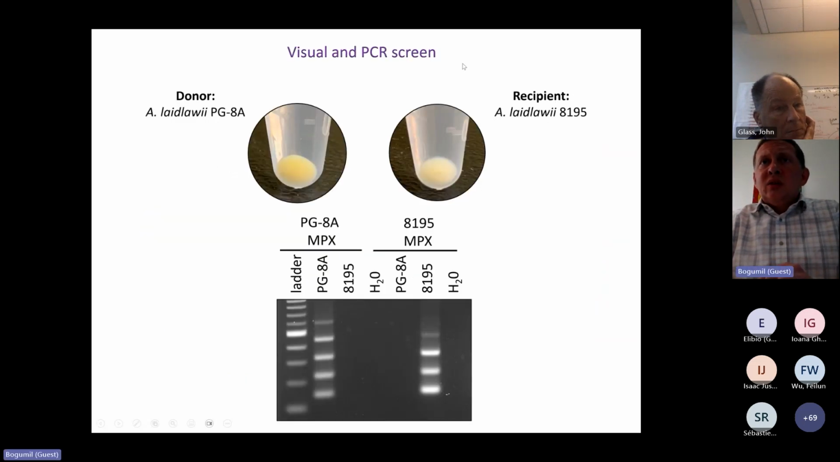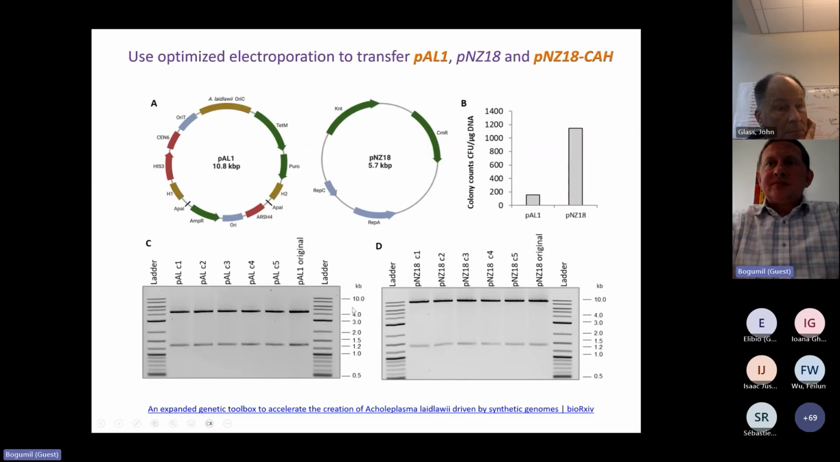The way to distinguish them as we continue into genome transplantation is partly visual. One of the strains is more compact and more yellow on the plate. We also developed a quick screen with a multiplex PCR that we can quickly run on the donor and recipients.